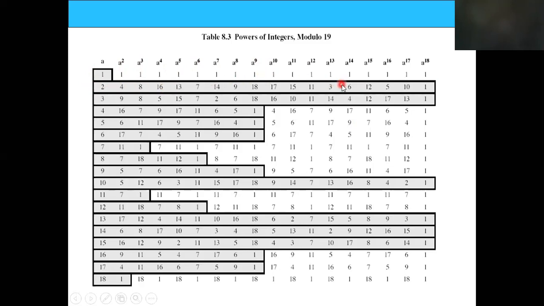In that case, here you can see the whole set of elements of Z19 star will be generated. Similarly with 3, all the possible elements of modulo 19 except 0 will be generated. From 4, 5, 6, 7, 8, 9, these are not generating all the possible elements of Z19 star. But 2, 3, and then 10, 13, 14, 15 are basically generators of Z19 star, but all the others are not generators of Z19 star.